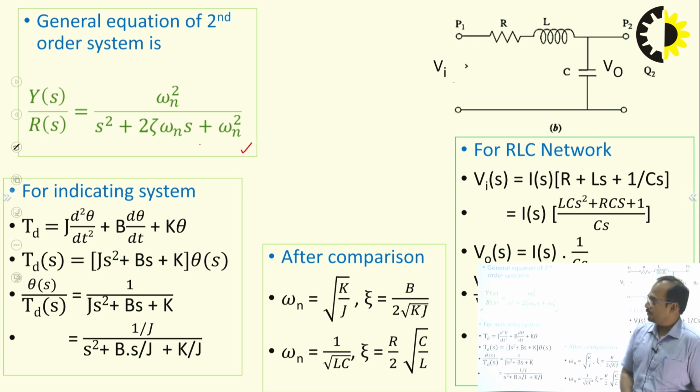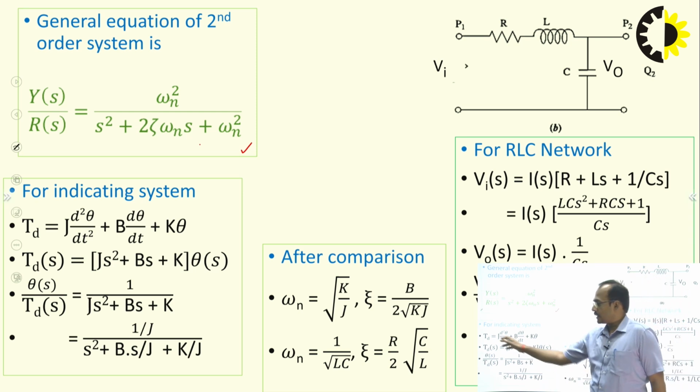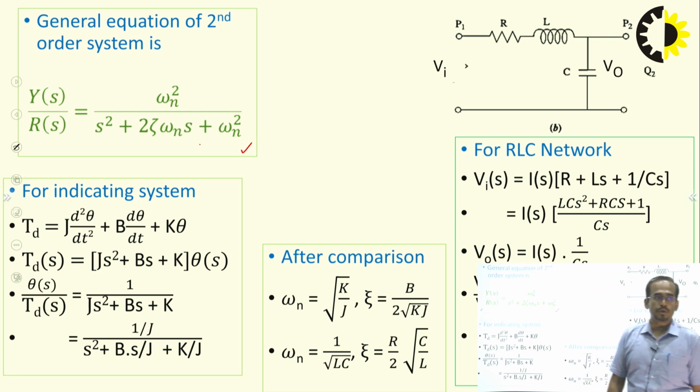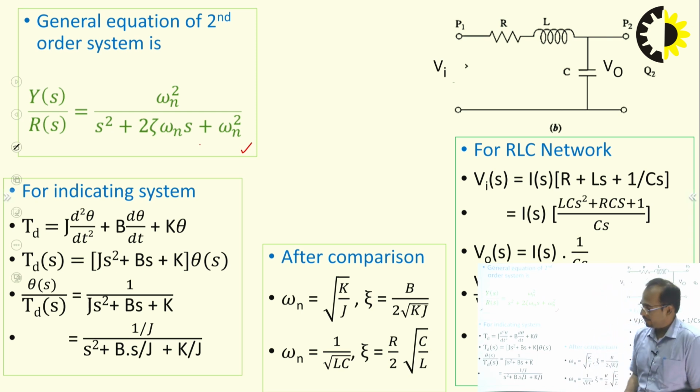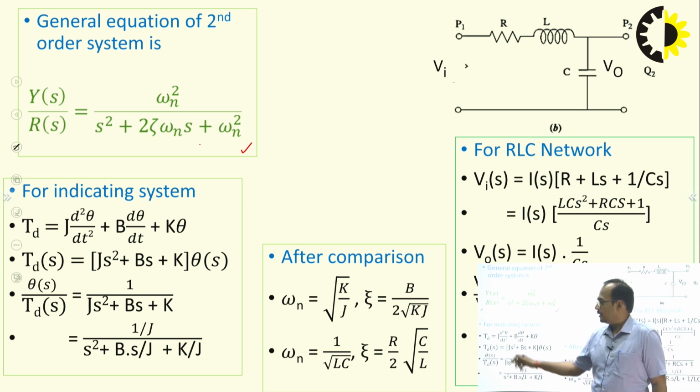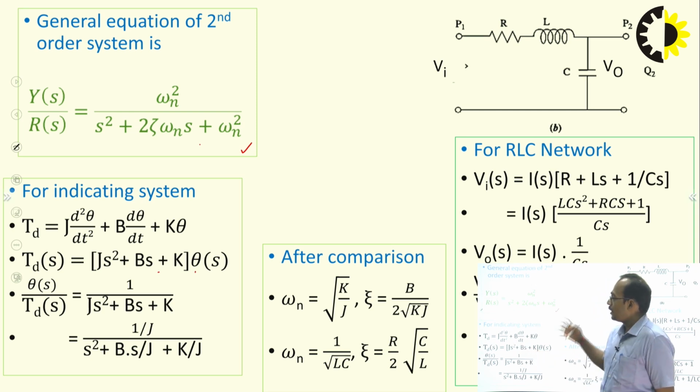Suppose any mechanical system is given to you, for which the equation is Td equal to J d square theta by dt square plus B d theta by dt plus k theta. Take the Laplace transform of this, you will get Td(s) equal to (Js square plus Bs plus k) theta(s). What will be the transfer function? Theta(s) by Td(s) is equal to this.